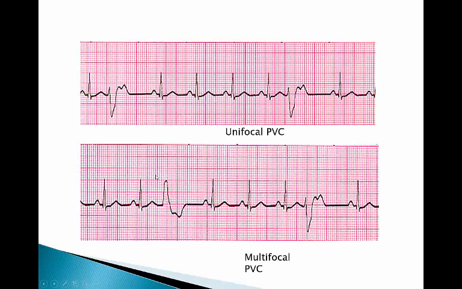Here's just another pictorial representation. So if the PVCs look alike, we call them unifocal. Okay, so one foci. Right? And if they look different, so this one's up and this one's down, we call them multifocal because there are many foci, or more than one.